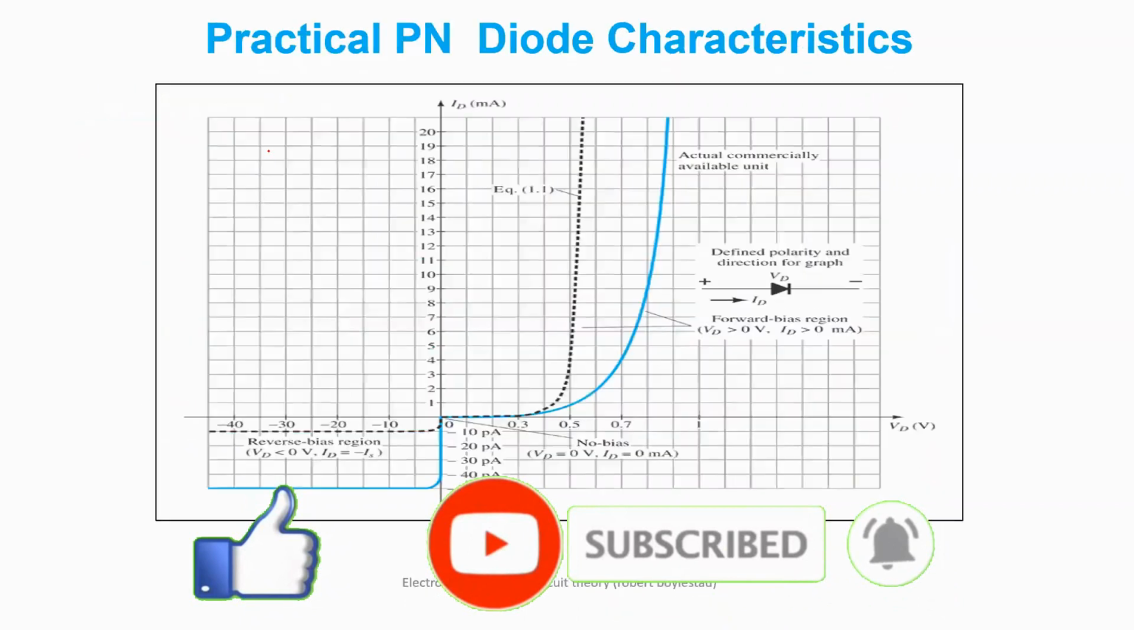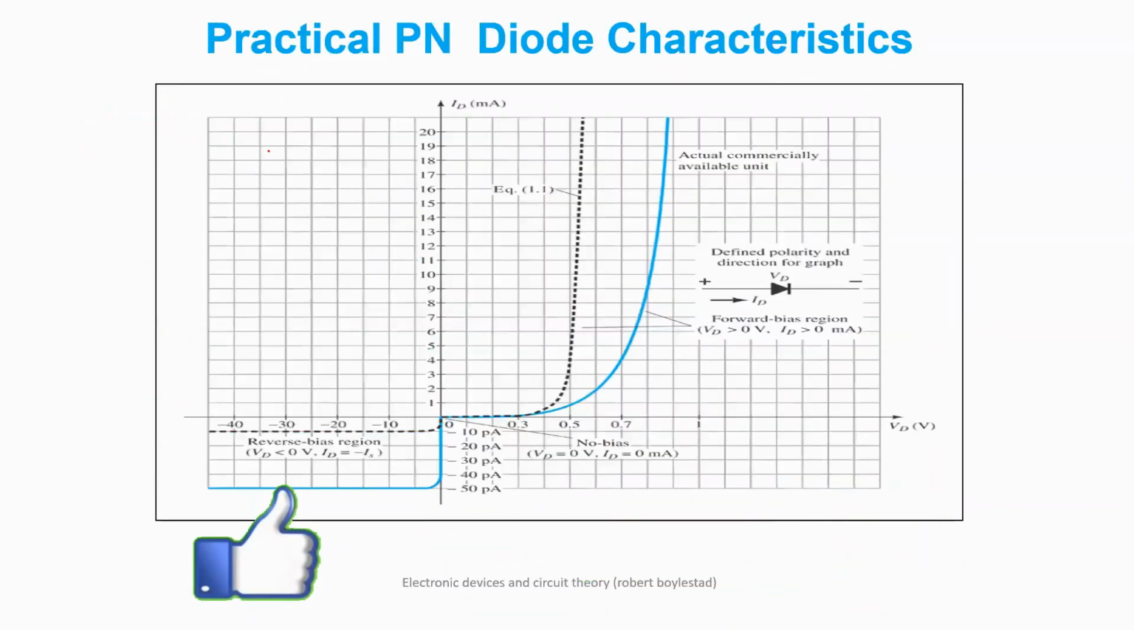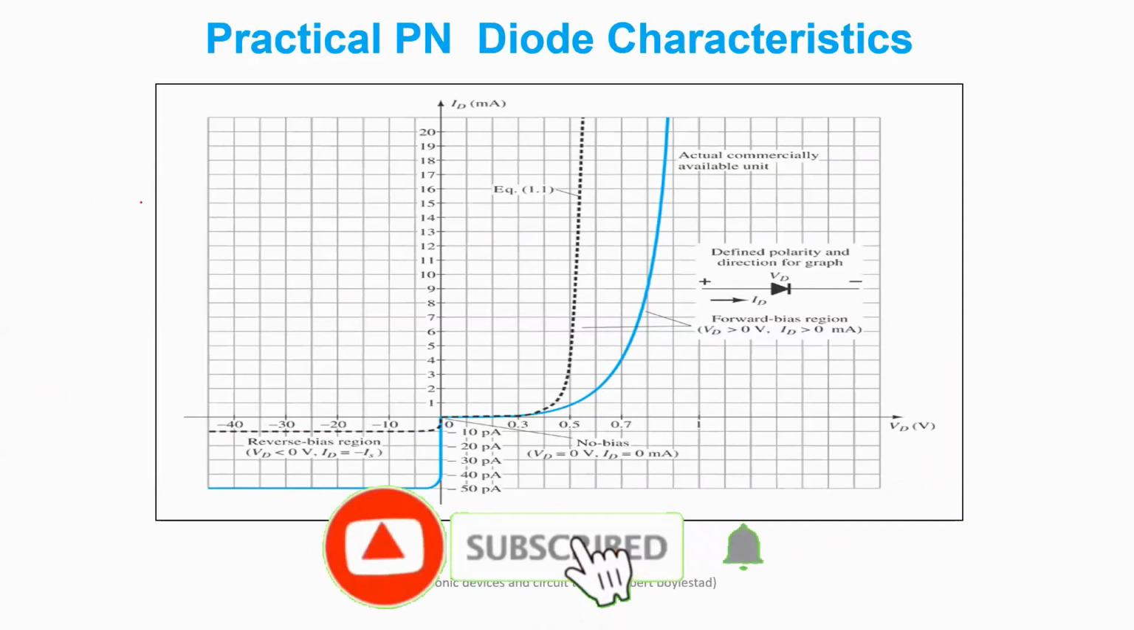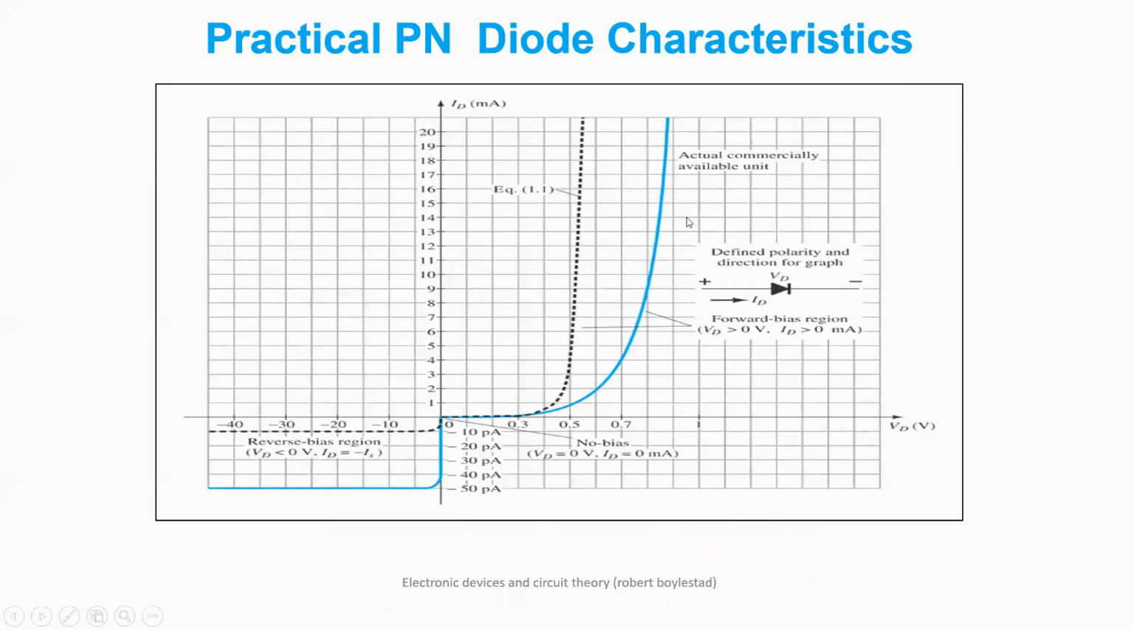Now these are the practical PN diode characteristics which I am discussing now. So here you can see there are two different characteristics. So we were discussing about your characteristics, forward bias characteristics.